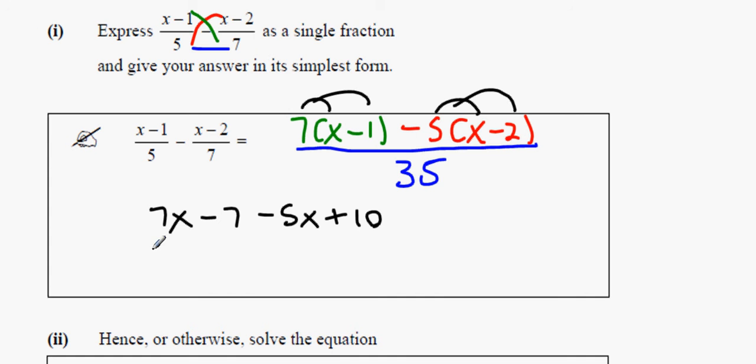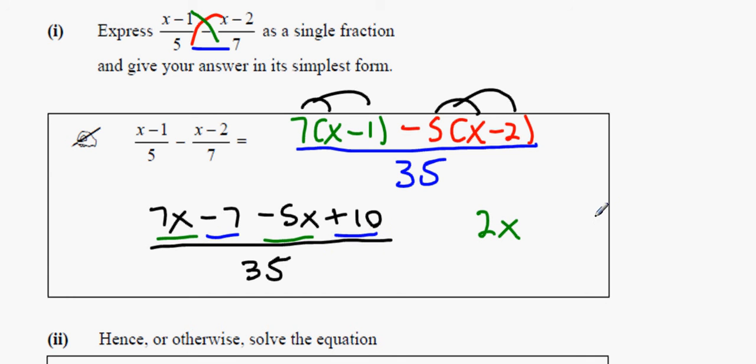Now you just have to look at each one and ask which ones go together. The 7x and the minus 5x go together, and 7x minus 5x is going to give you 2x. Then we have the minus 7 and the plus 10. Minus 7 plus 10 gives you plus 3. And this is all over 35, okay?